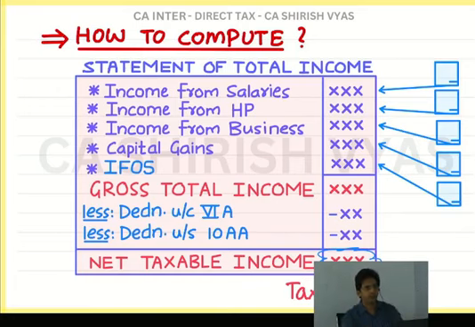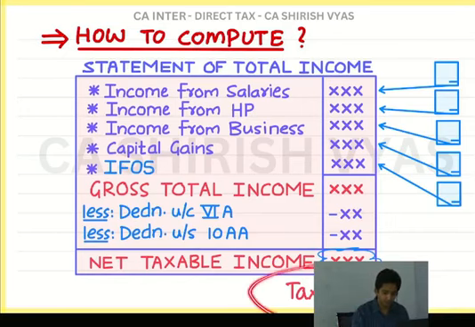And then ultimately the total is gross total income. Then after one more chapter will be taught. There will be a special topic on deduction under chapter 6A. And then one small topic on deduction under section 10 AA. And then one more topic to teach you about the tax rates.